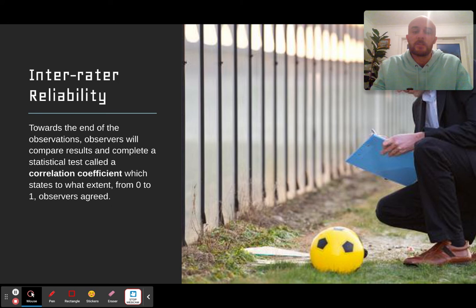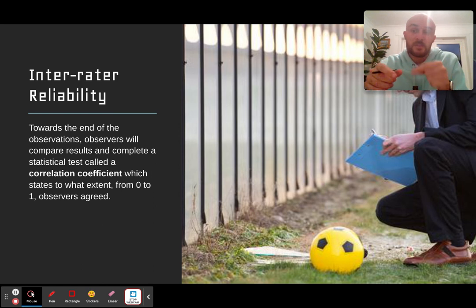Towards the end of the observations, observers will compare results, and they'll do a type of statistical test, which determines how similar their results were. This test goes essentially from 0 to 1, right? And this is called a correlation coefficient. What you want to achieve is a consistency of at least plus 0.8. I cannot tell you how important it is for you to note this down.